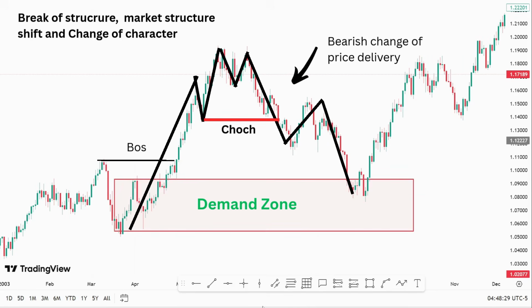Change of character or market structure shift is often used as lower time frame confirmation at a key higher time frame demand or supply zone. We shall cover that in this video, so ensure you watch to the end.